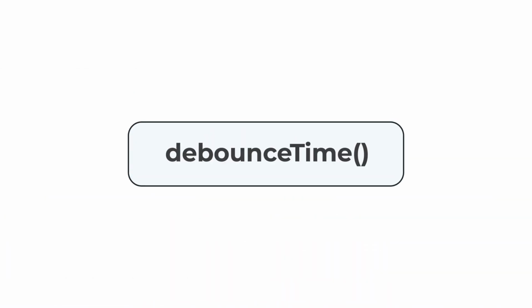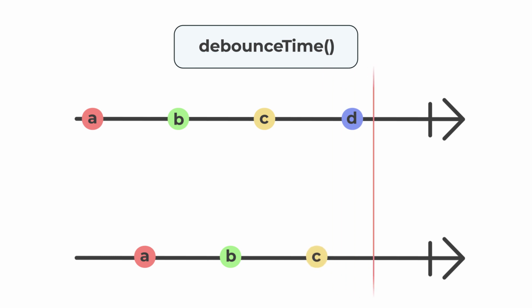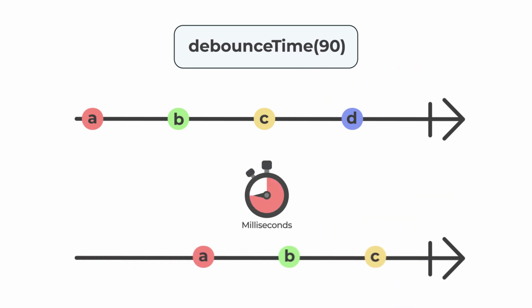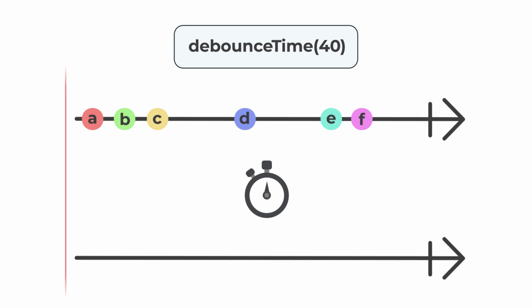Let's talk about the RxJS operator, debounceTime. DebounceTime is a mapping operator that prevents the emission of the source observable for a given amount of time. If a new emission arrives before debounceTime has emitted, it will skip the older emission and only emit the latest value. The clock for debounceTime resets every time a value is emitted from the source observable.